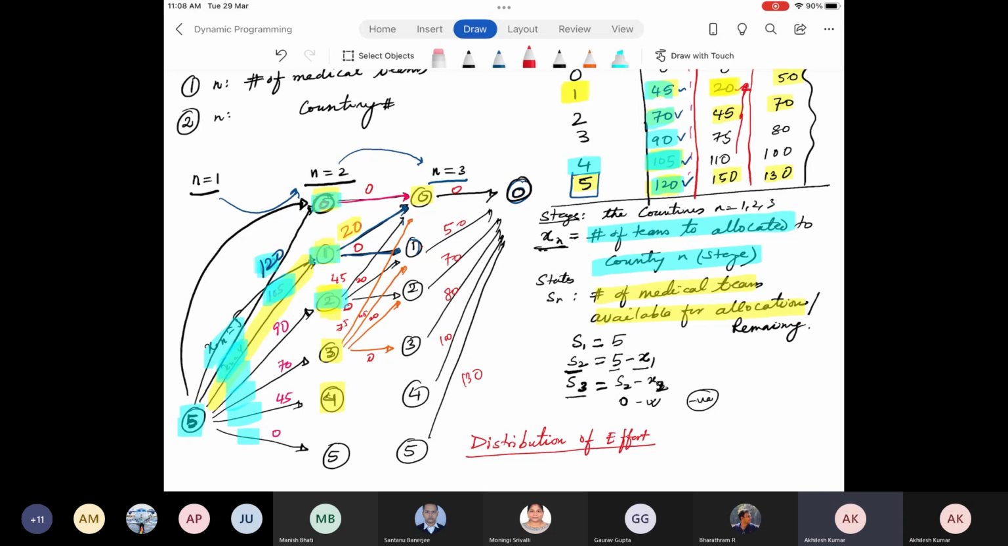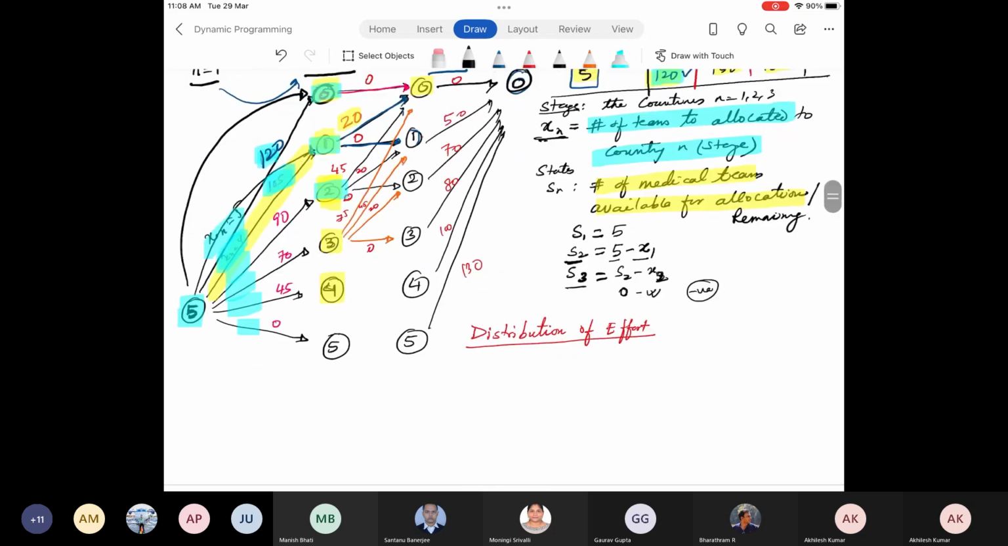If we try to put it as a general structure, then at stage N, your state is Sn. You will take a decision Xn. Your next state will be Sn minus Xn. So in distribution of effort, you are distributing that effort from one stage to another stage.